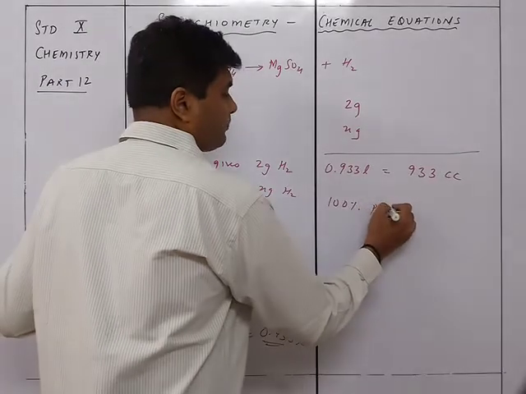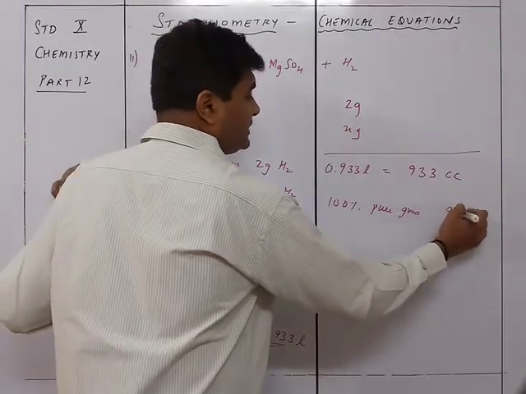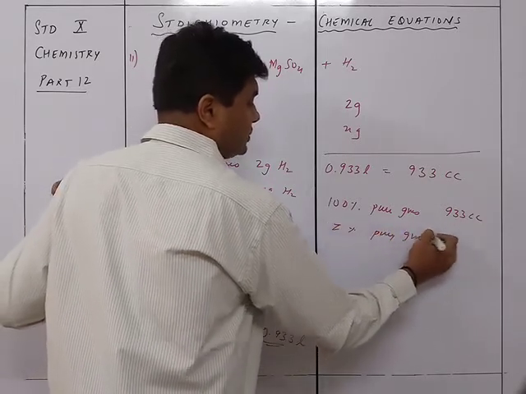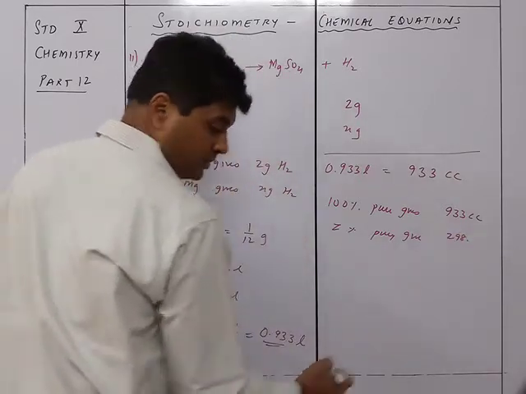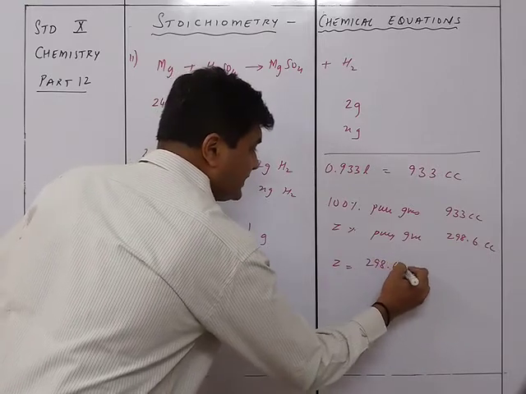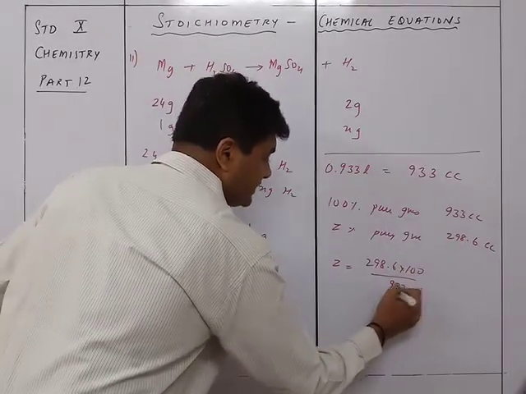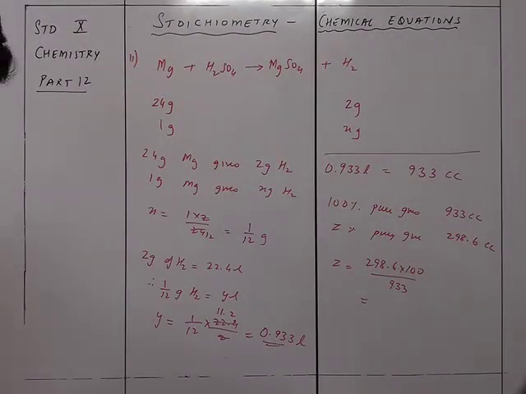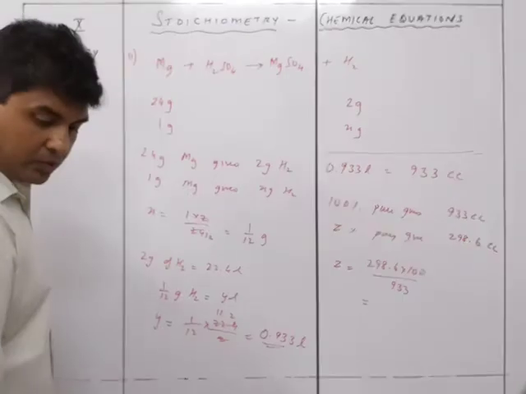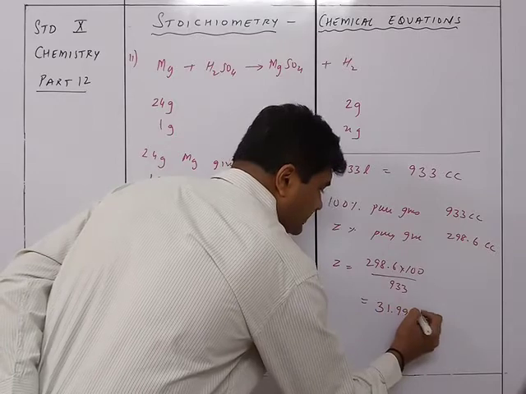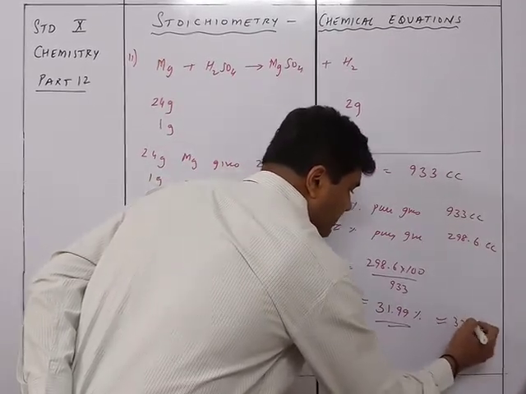So you can see that 100% pure gives 933 cc. So Z% pure gives 298.6 cc. So Z is equal to 298.6 into 100 upon 933. Okay, that will be 29860 divided by 933. That will be equal to 32%, or 31.99%, approximately 32%.